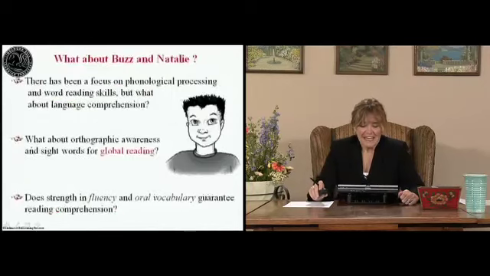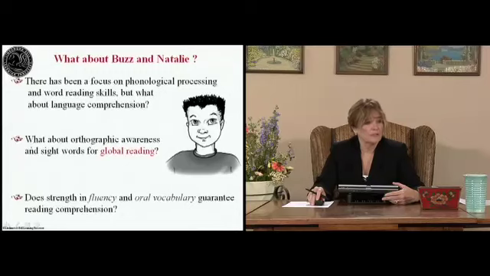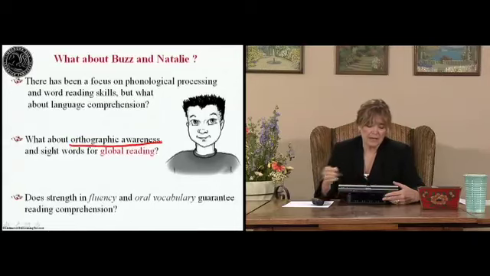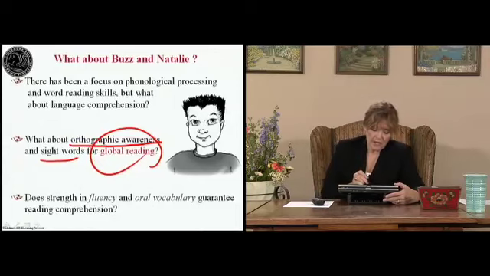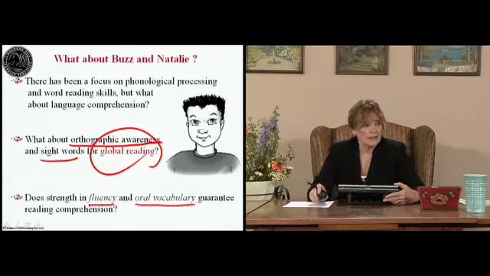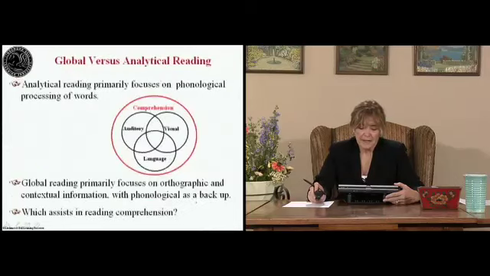Okay. All right. What about Buzz and Natalie? There's been this focus on phonological processing and word reading skills, but what about language comprehension? I really don't believe that there's been enough focus on it. But more than that, what about orthographic processing and sight words, what I want to bring up to you is called global reading. And then the other question on here is, does strength in fluency and oral vocabulary guarantee reading comprehension? So I've got a couple of slides coming up that will show you some of Buzz's scores.